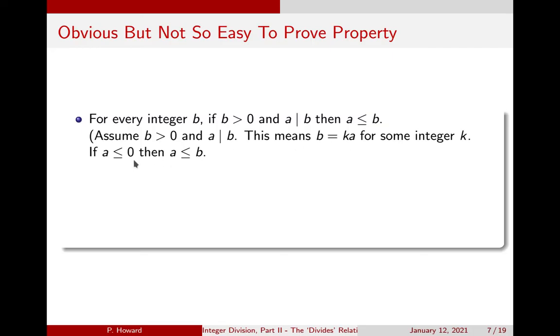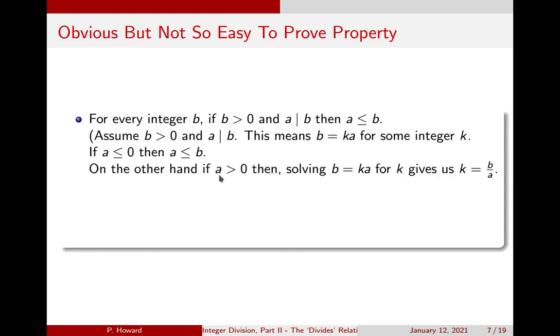We're going to do this proof in two cases. The first case is the case where a is less than or equal to 0. If a happens to be less than or equal to 0, then a will be less than or equal to b, because b is greater than 0. This is the easy case.